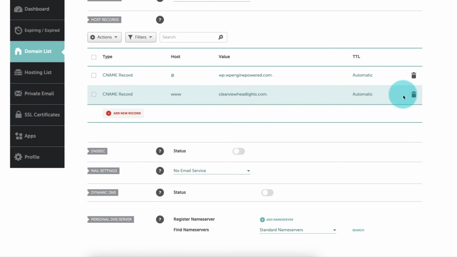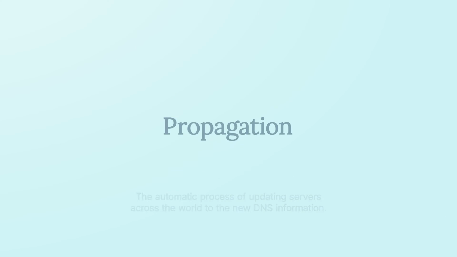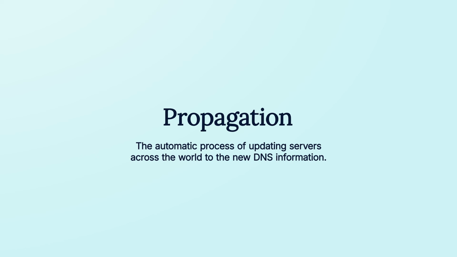Now, you just need to wait for the DNS changes to propagate. Propagation is the automatic process of updating servers across the world to the new DNS information and can take anywhere from a few minutes up to 48 hours. We can't predict exactly how long propagation will take because it all depends on how long it takes each of those servers to update their caches with the new information. This is not something WP Engine has control of.